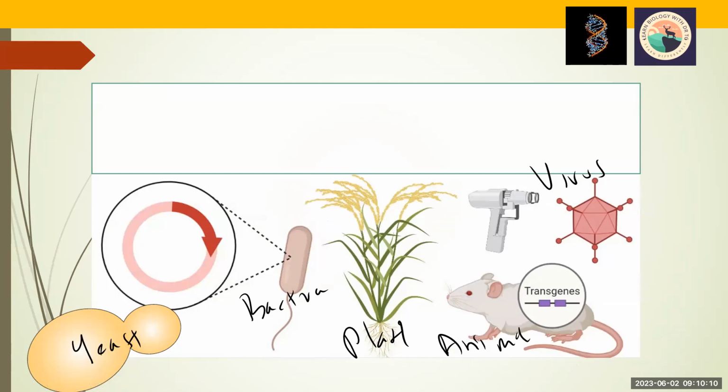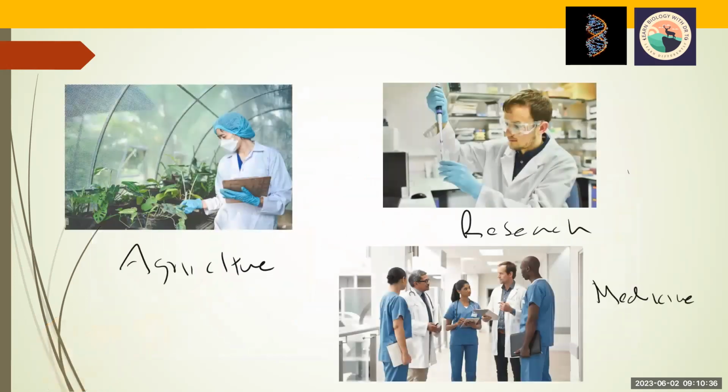Okay, here it gives an overview again. We can transfer to bacteria, to yeast, plant, animal, and also we can use a virus. We use a virus not to directly transfer genes, but we transfer genes to the virus, and then we use this virus for other purposes. And the main three areas: agriculture, research, and medicine.